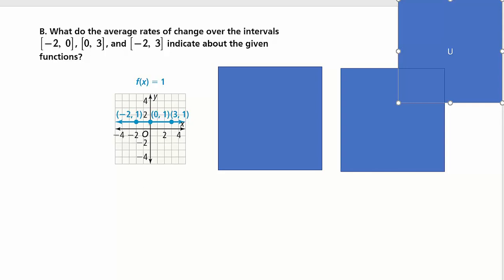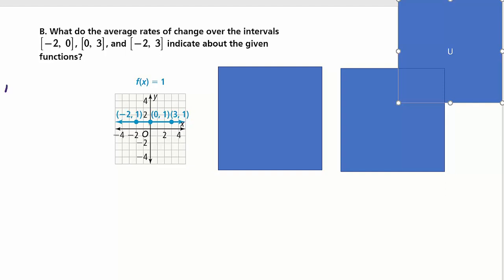What do the average rates of change over the intervals -2, 0, 0, 3, and -2, 3 indicate about the given functions? So we're going to go through a couple different examples here that actually have numbers. First of all, we have to recognize that what we're given above in the question, the -2, 0, those are both x values indicating an interval.